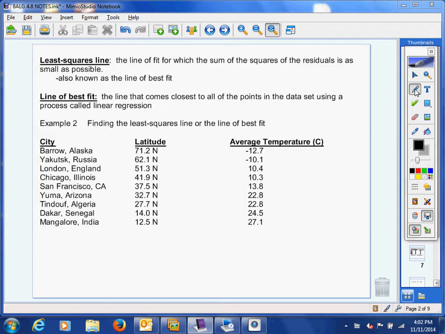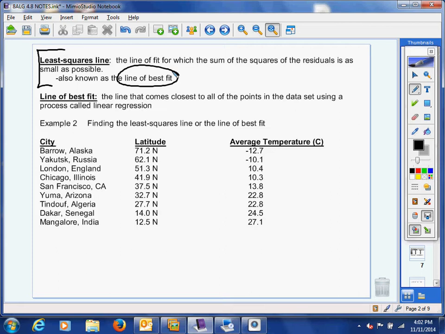Our lesson's going to focus on the least squares line, or in other words, the line of best fit. On your algebra state test, you may see both words used. They may ask you to calculate the least squares line, or they may use the terminology, find the line of best fit. That's fine, okay?